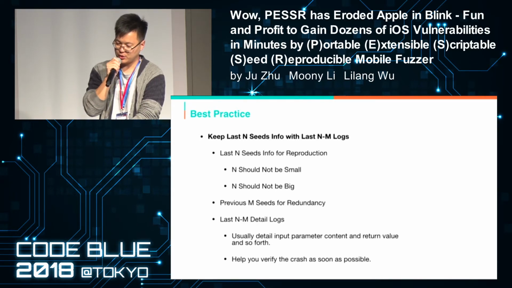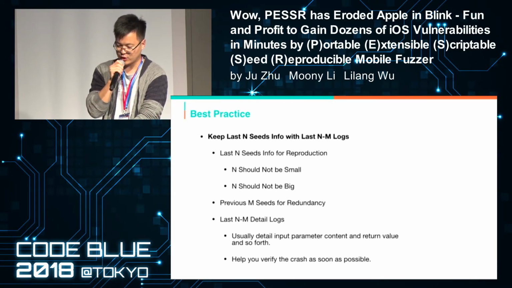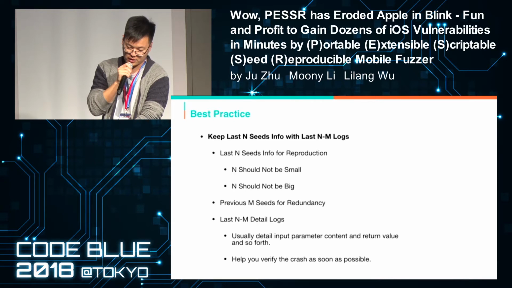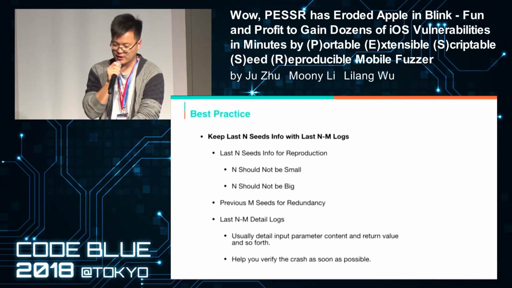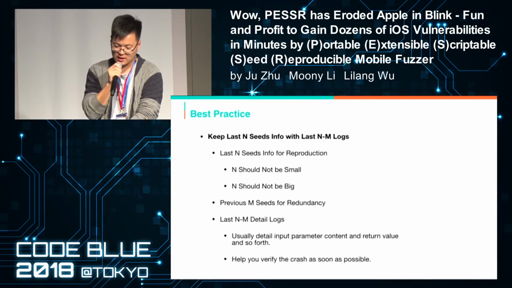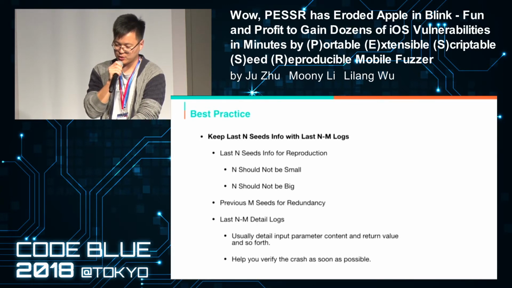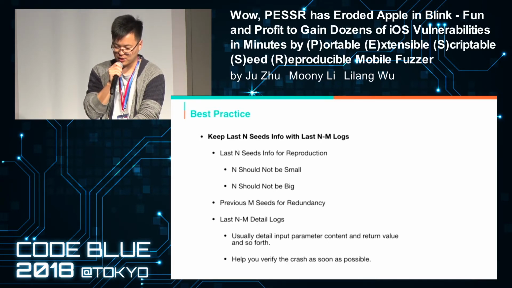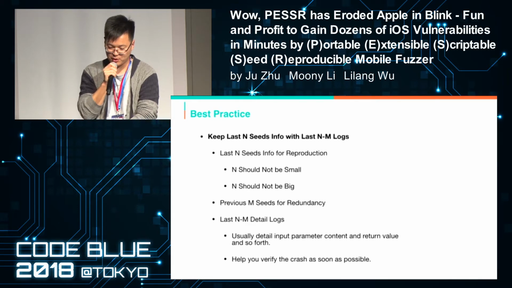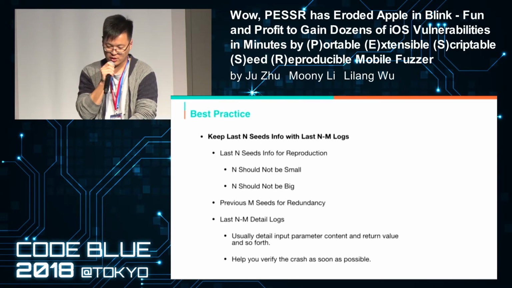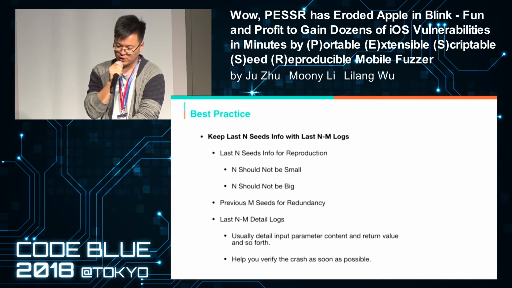We recommend you record the last N seeds for reproduction, and N should not be too small or too big. If N is too small, the root cause seed causing the target crash will be missed because of the delay from the root cause trigger to the final target crash. And N should not be too big because most of the seeds may not relate to the current target crash, so it would be time consuming for reproduction.